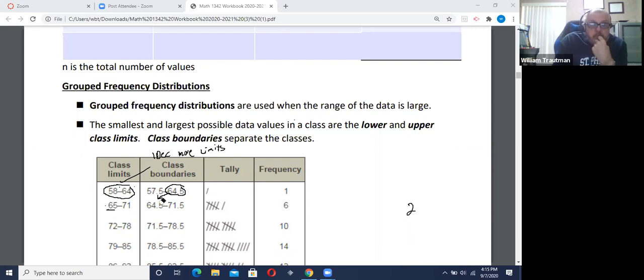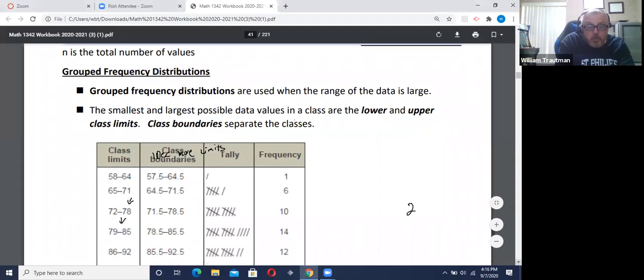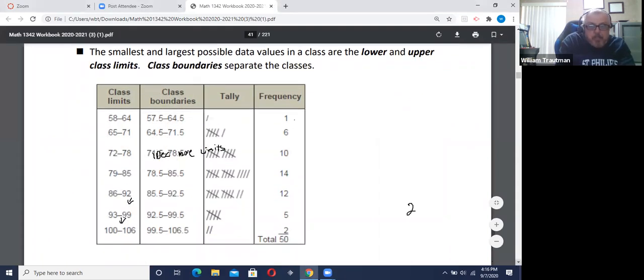The limits encompass all the data. Pick a data, 75. 75 fits into this category. 71 fits into this category. From 58 to whatever the last number is, all the data fits into the class limits. The thing about the boundary is they tell you what the lower boundary and the upper boundary is.